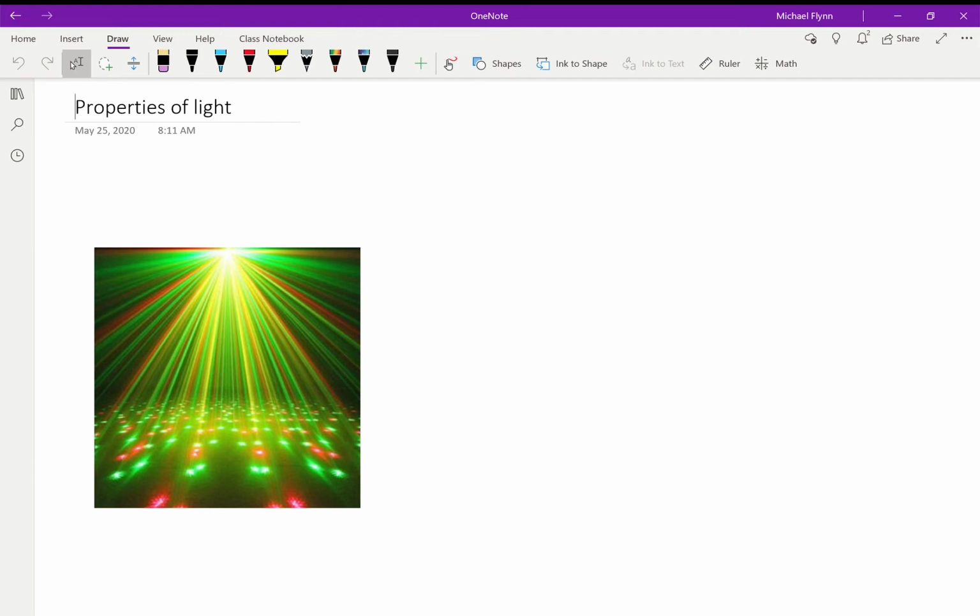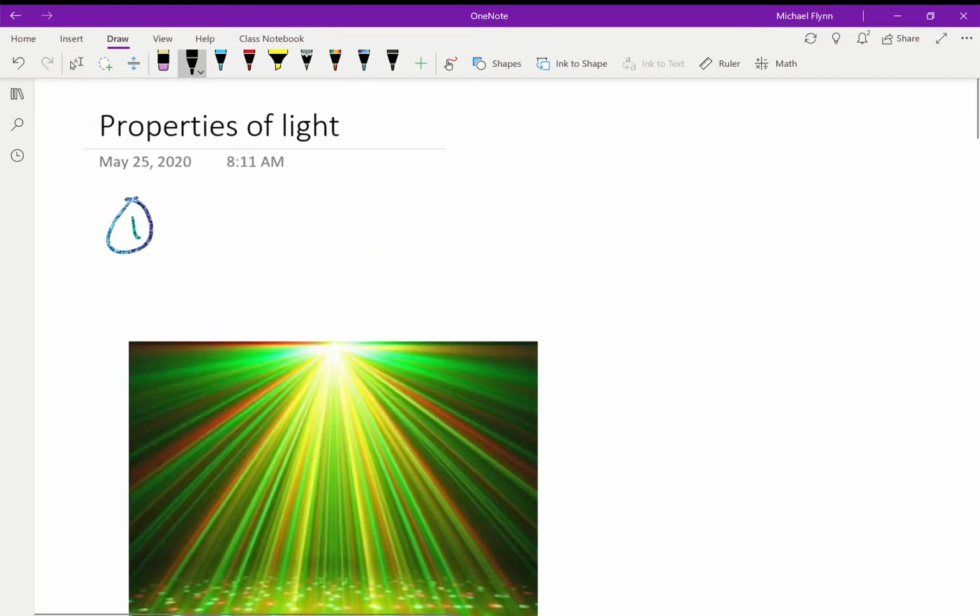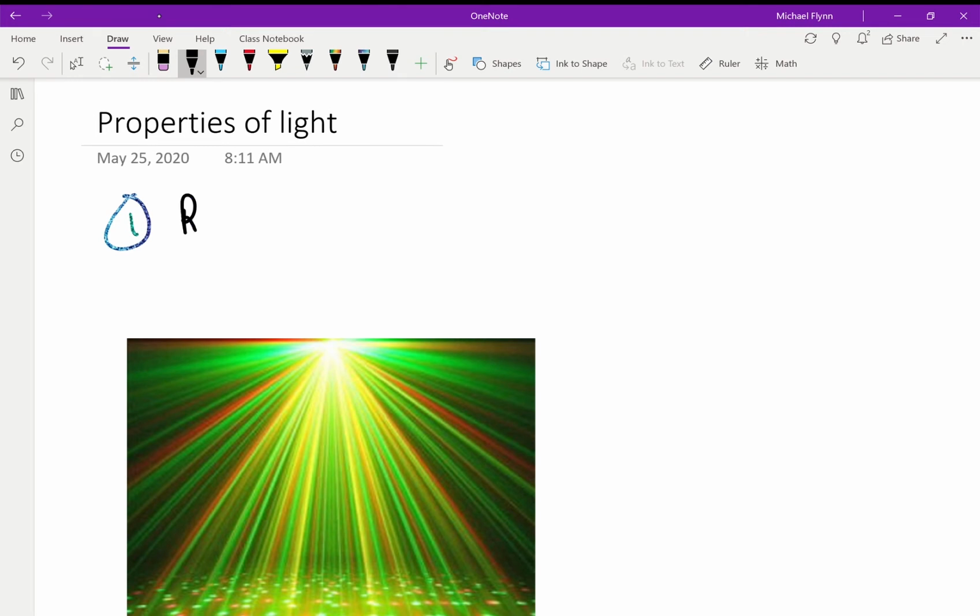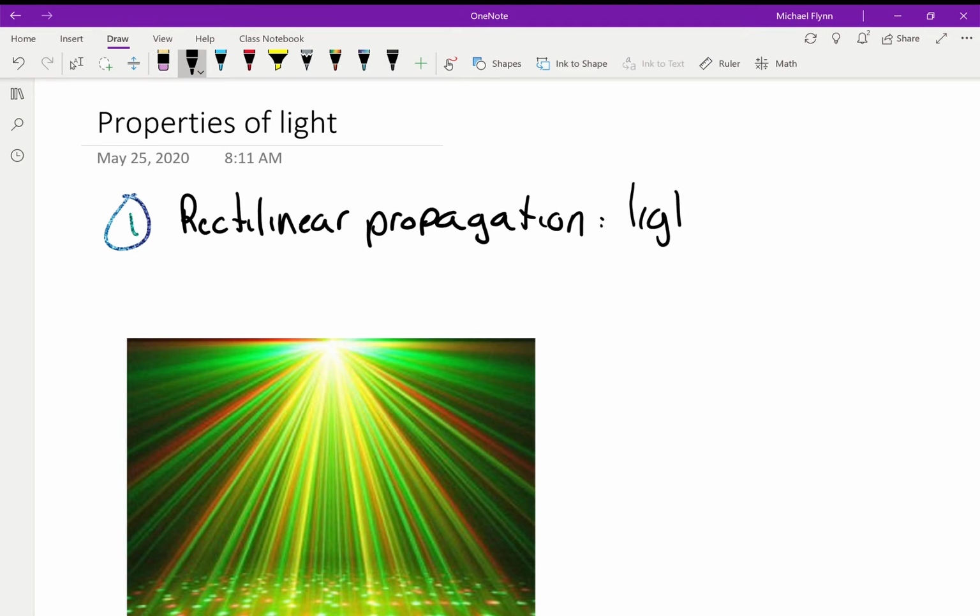So, properties of light. I'll switch to black here. The first one is called rectilinear propagation. And that is just a fancy way of saying that light travels in straight lines.